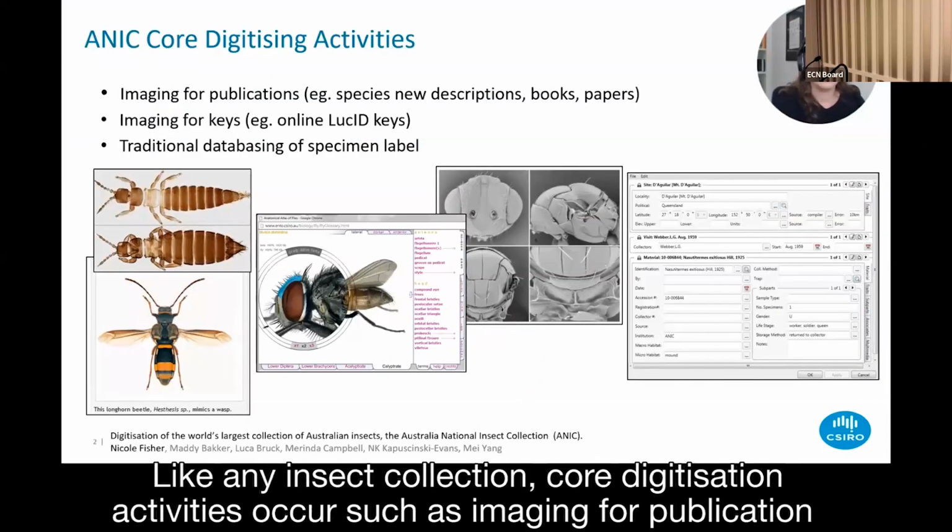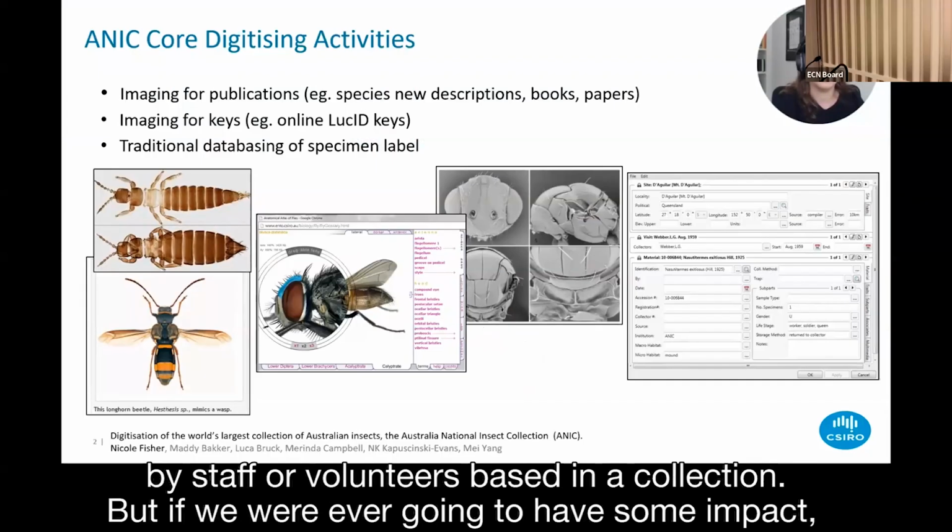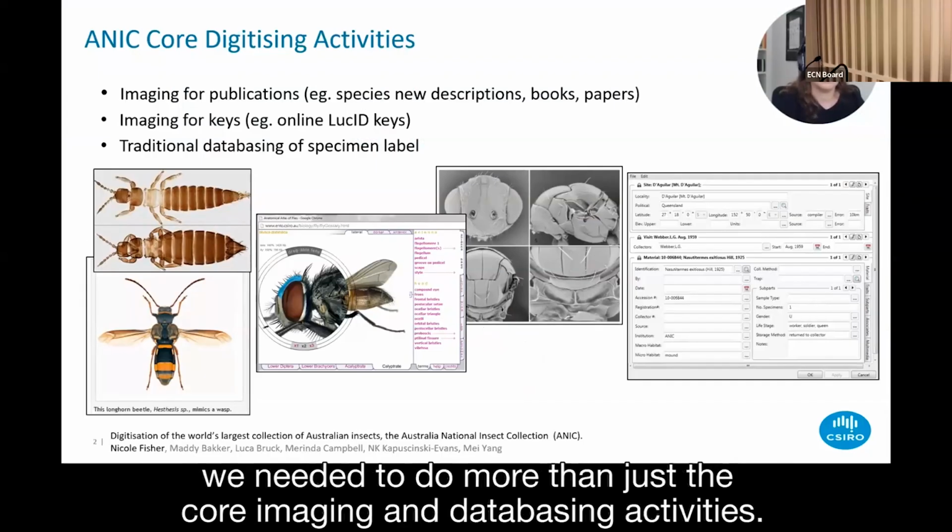Like any insect collection, core digitisation activities occur, such as imaging for publication and keys, and databasing the specimens, which is also traditionally typed into databases by staff or volunteers based in a collection. But if we were ever going to have some impact, we need to do more than just the core imaging and databasing activities.